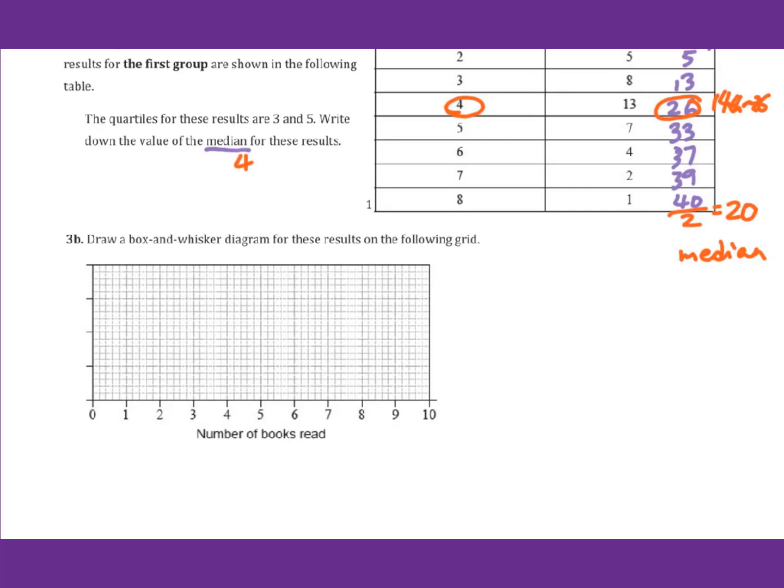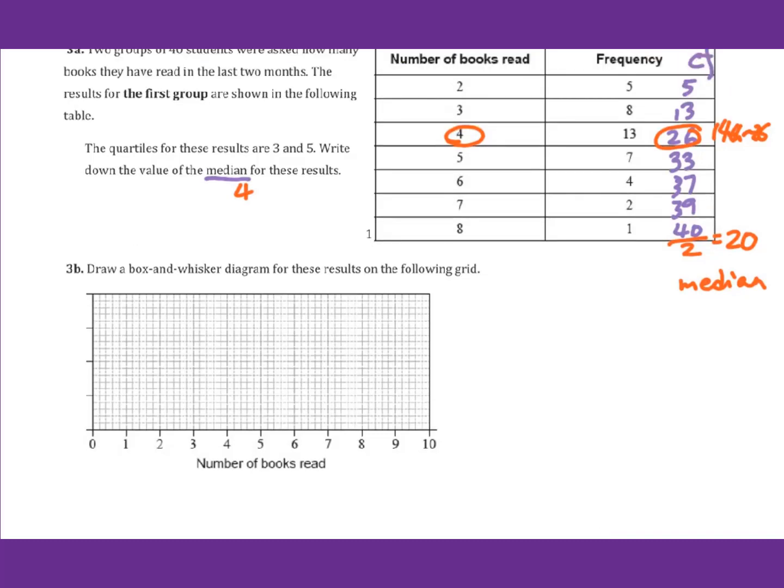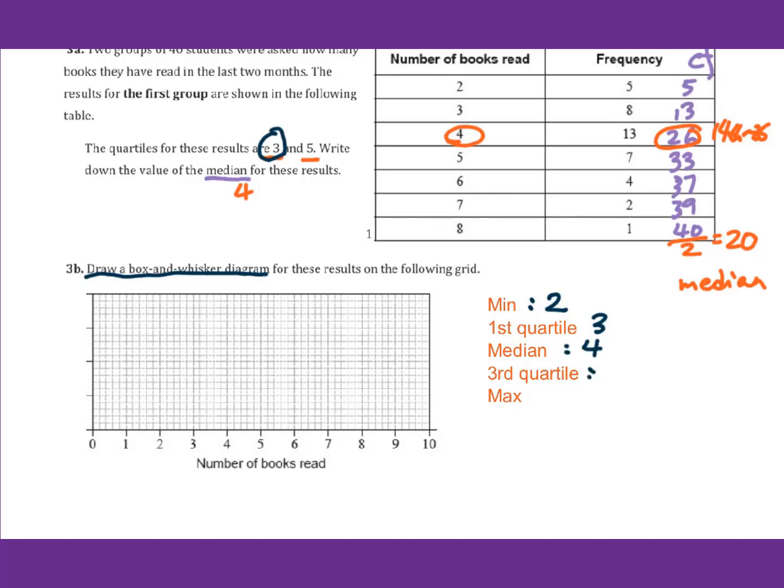Draw a box and whisker diagram for this result on the following grid. The quartiles are given to you, 3 and 5. When you draw a box and whisker diagram, you need a minimum. That's 2. The first quartile given is 3. It's here. Then the median, we already figured out that's 4. The third quartile given is 5. The maximum value is 8.